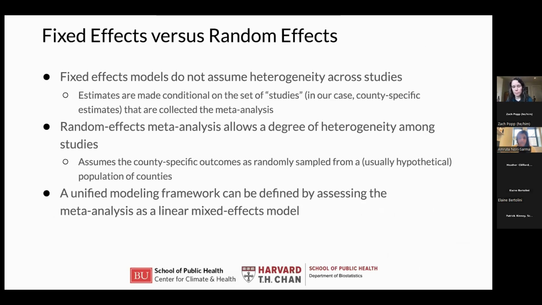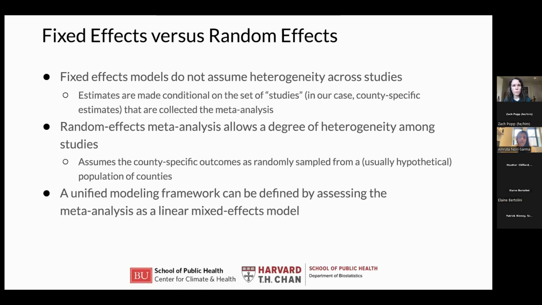There's fixed effects models and random effects models. And this is something that hopefully some of you have some understanding of from previous statistical courses. But one of the things that I just want to mention about these different modeling types is that fixed effects models don't assume heterogeneity across studies. So the estimates are conditional on the set of studies, in our case, the county-specific estimates that are collected during the meta-analysis. By comparison, random effects meta-analysis allows some degree of heterogeneity among studies, assuming that county-specific outcomes are randomly sampled from a usually hypothetical population of a lot of different counties.